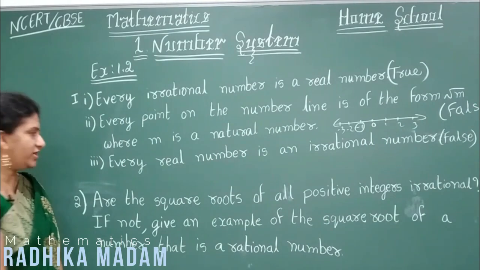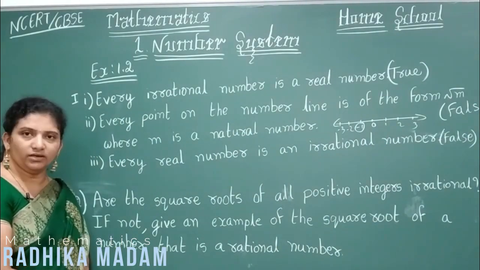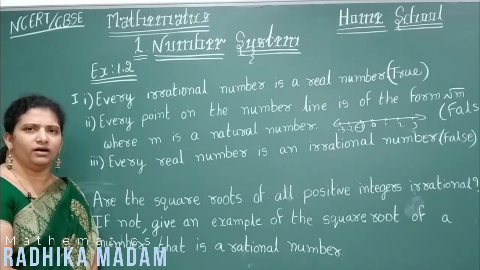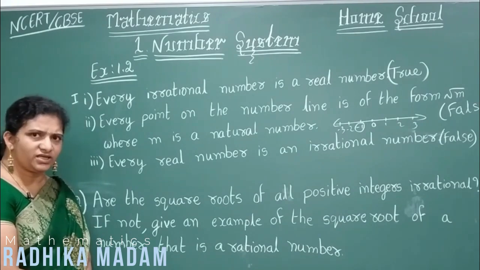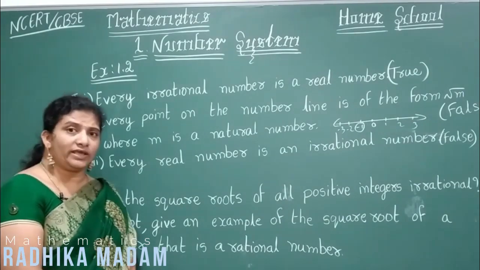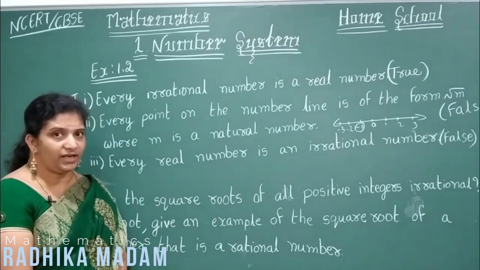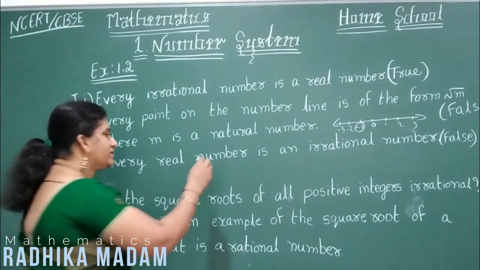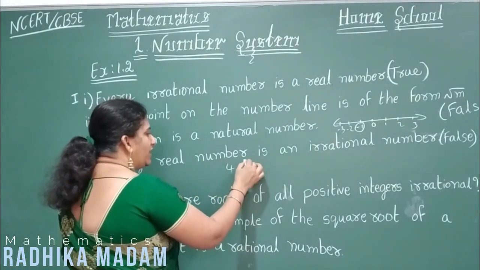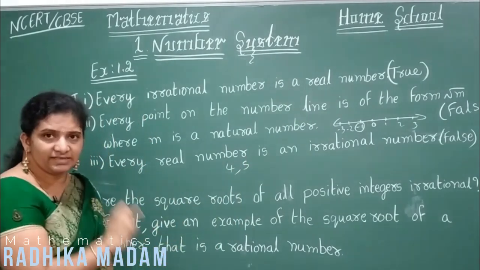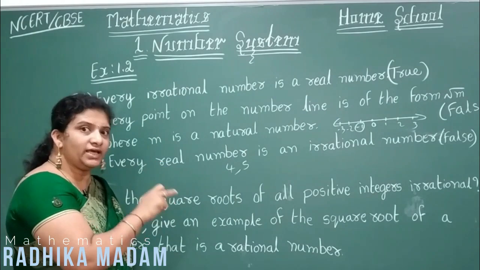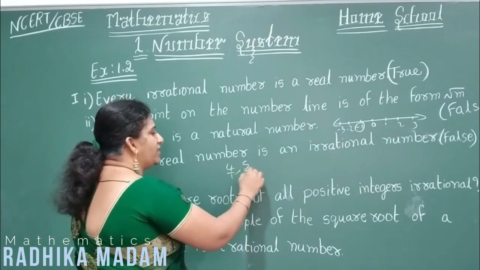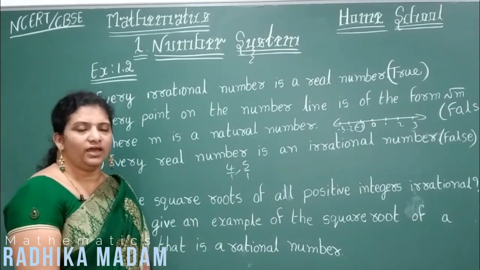Coming to your third question here. Every real number is an irrational number. Every real number is irrational, children. Do you accept? No, real numbers contain both rational and irrational. Every real number is not irrational. Look here, suppose let me take any number like 4 or 5. What can you say? This is a rational number and also a real number, but this is not an irrational number. See here, 4 by 1, it is rational, it cannot become irrational.